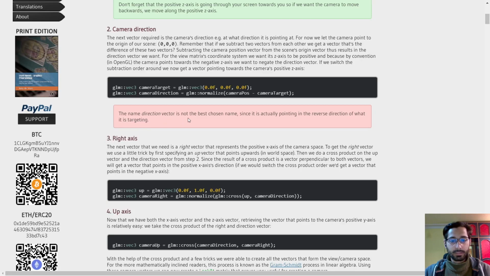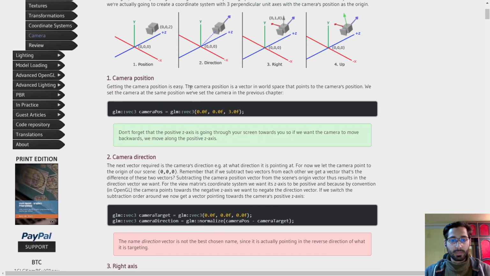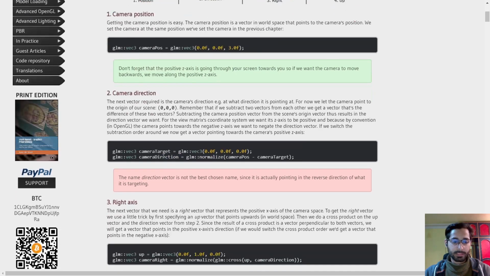The name direction vector is not the best chosen name since it is actually pointing in the reverse direction of what it is targeting. Alright, so because we're looking at the origin, but the vector that we're getting from this equation is actually going to point to the opposite direction. So that's why it's saying the direction vector is not the best name for it.